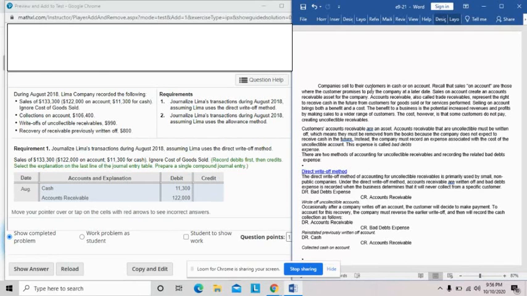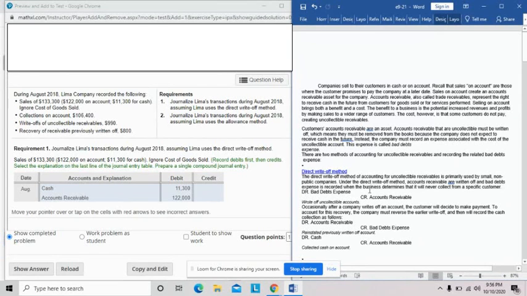Accounts receivable that are uncollectible must be written off, which means they must be removed from the books because the company does not expect to receive cash in the future. Instead, the company must record an expense associated with the cost of the uncollectible account. This expense is called bad debts expense. There are two methods of accounting for uncollectible receivables and recording the related bad debts expense. The first of which is the direct write-off method.